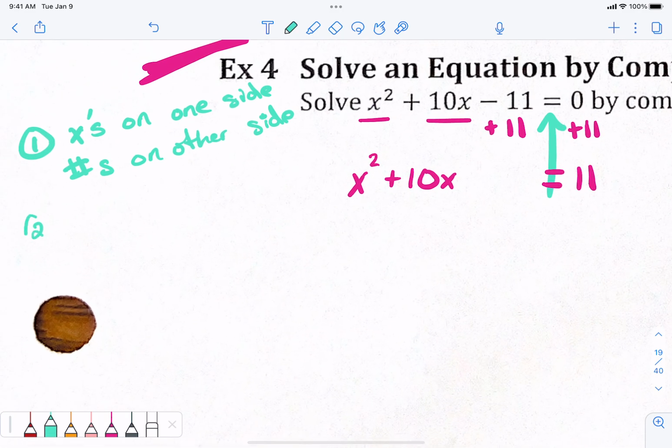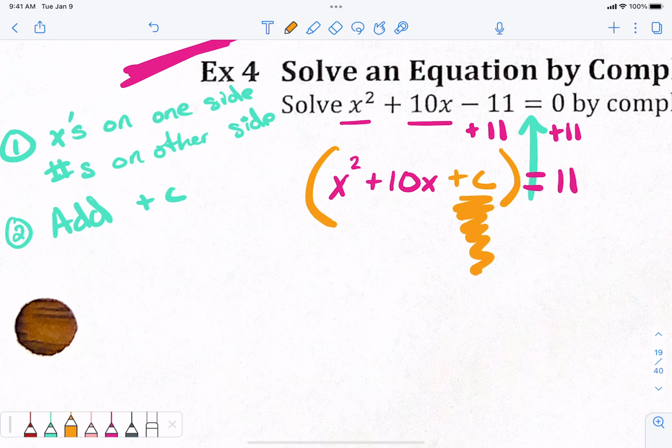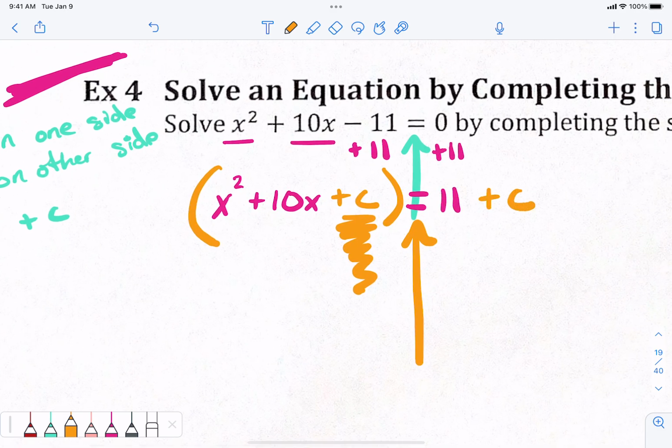Step number 2, add your plus c's. Okay, so do you remember before where we did plus c? We're going to make this into a trinomial, but we have to add plus c there, right? We're going to figure out what that becomes. But here's the kicker. This is the main important part. If I add a number over on this side of the equal sign, right? In order for it to remain equal, I have to add that same number on that side as well, right? True? In order for my equation to stay balanced, it has to be added to the right side as well, okay? So we're going to do plus c and plus c, okay?